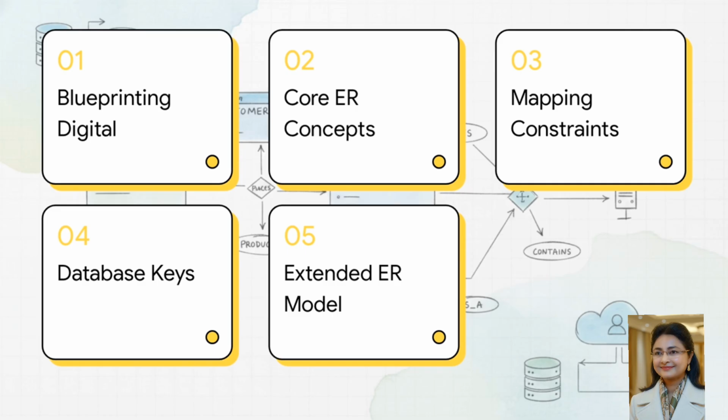Here is our roadmap. First, blueprinting the digital world. Second, core ER model concepts. Third, navigating mapping constraints. Fourth, unlocking database keys. And fifth, the extended ER model. It's going to be a highly structured, perfectly logical journey through these complex syllabus topics.